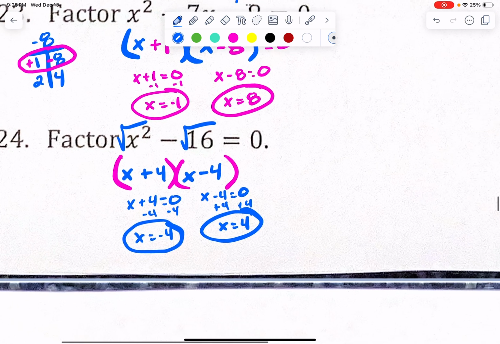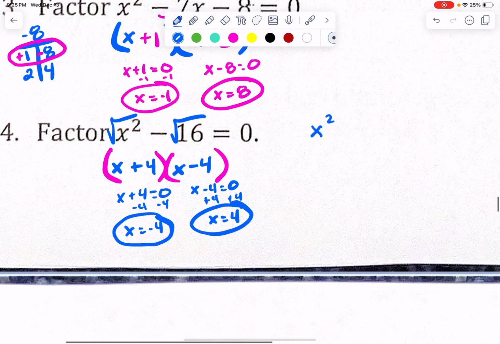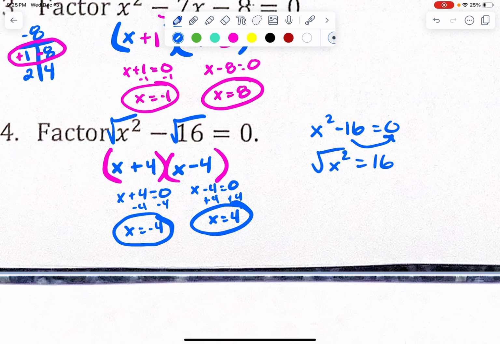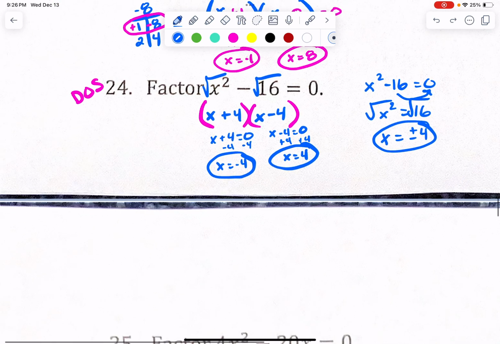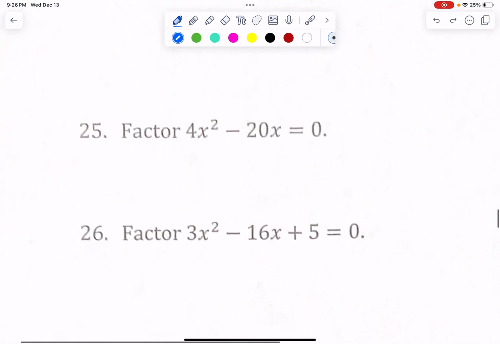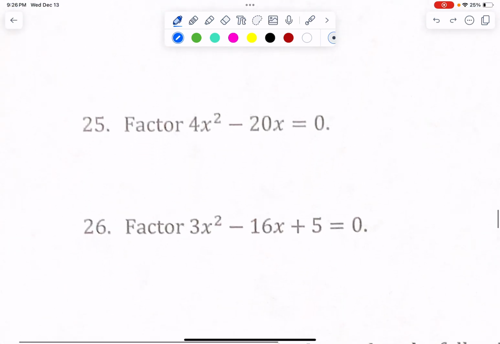Now, some of you might wonder, hey, if I start with this, do I have to factor it down, or can I just add the 16 over and then take the square root? You certainly can, but just don't forget when you take the square root that it's plus and minus 4. So you are more than welcome to do that as well. That's the same way of solving for a difference of squares. Either way works. You should get the right answer, but just don't forget your plus and minus when you're doing the square root. Okay, so that's totally legal as well. That was 24.